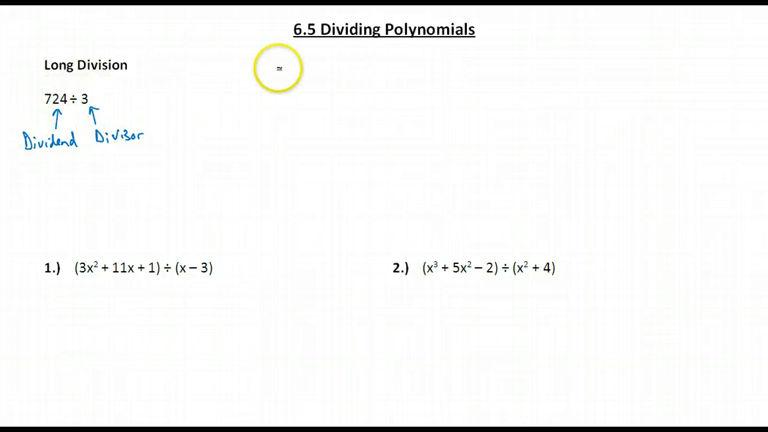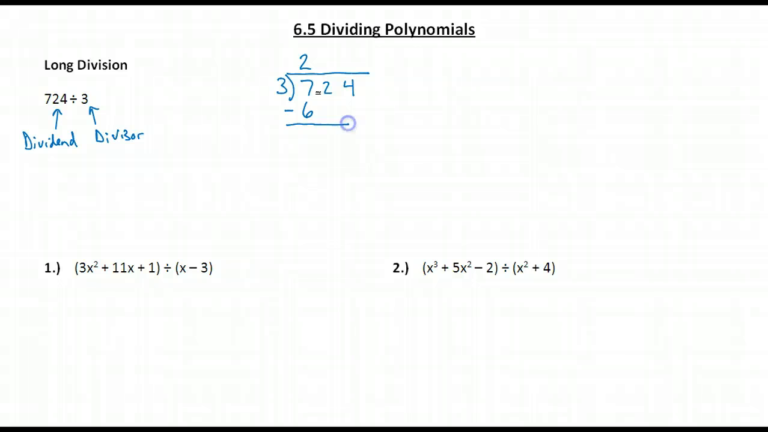In order to perform long division, we write down our divisor with the long division symbol and our dividend inside the long division symbol. And then we look at 3 and decide how many times 3 goes into 7. 3 goes into 7 2 times. Now we take 2 times 3 and get 6, and we write that answer below our 7. Then we subtract 7 minus 6 to get 1. Then we drop down this 2.